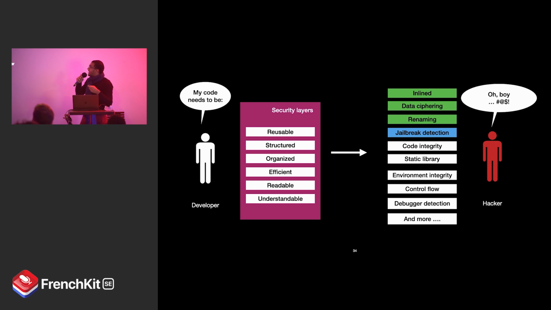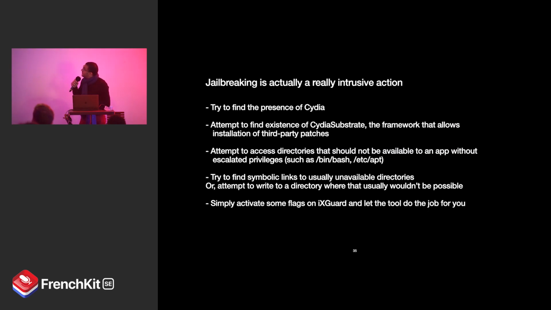Now we can take a look at jailbreak detection. If you don't want your app to run on a jailbroken phone, for example, on a banking app or other services which are critical, you can try to find if Cydia is present, because jailbreaking is actually a really intrusive process, and you can find a lot of traces. And another example is to access weird storage files outside your app sandbox, like bin/bash, for example. And that's the main things.